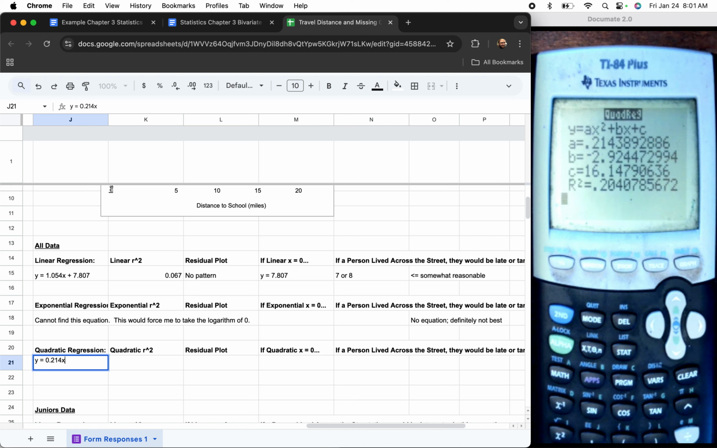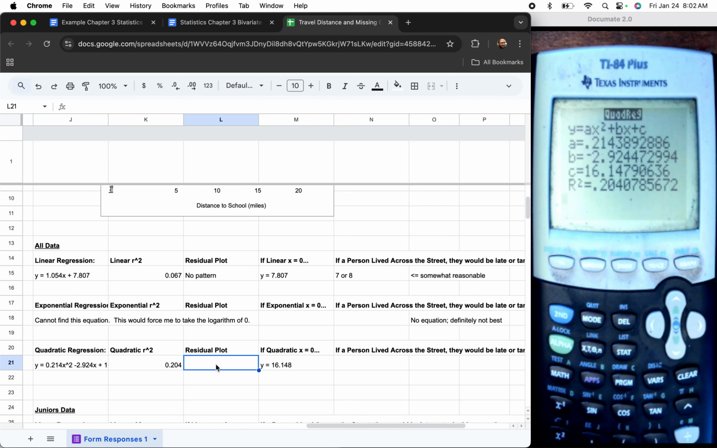0.214x squared, there we go, minus 2.924x plus 16.148. Okay, with an r squared value of 0.204, which is much stronger. But if we have a quadratic 0, then y would equal 16.148.